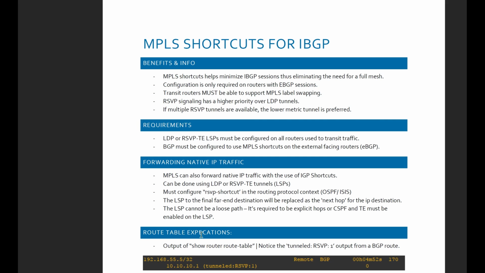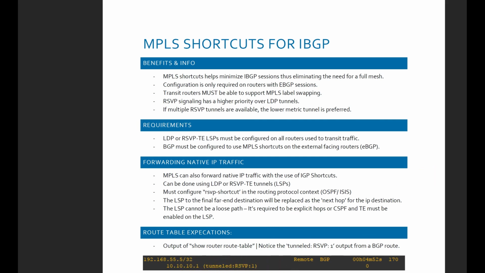And a couple of things with your MPLS LSP configuration: it cannot be a loose path. You either have to set hop by hop explicit configuration of your path, or you can simply enable CSPF and traffic engineering. So here's a little export of how things should look when you look at your route table. You should see the tunneled RSVP, and this is your next hop, and this is how it's getting there. Everything will look the same, but you should see this output next to your next hop destination.